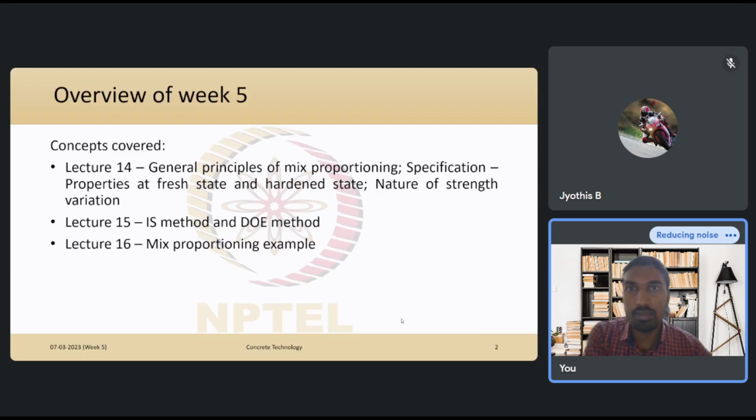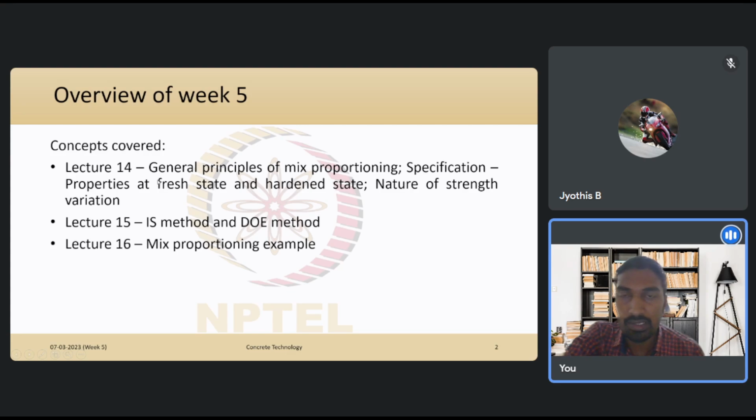Okay, let's start with an overview of the concepts that were covered in the lectures for week 5. So week 5 had 3 lectures. This week 5 was about mix design or mix proportioning of concrete, right? We looked at the individual components like the coarse aggregates, fine aggregates, cement, and the admixtures, chemical and mineral admixtures in the previous weeks. And in this week we were looking at how we mix these different components together in order to get the desired properties of concrete, right?